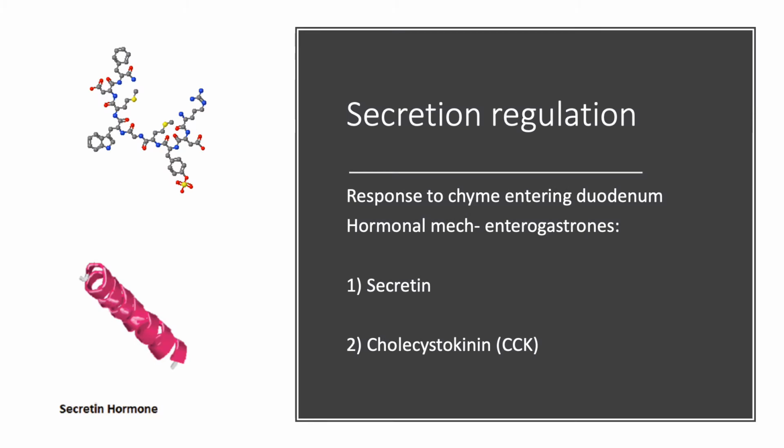When are these pancreatic juices then secreted? So we'll now turn to the regulation of the secretions. We will see the release of pancreatic secretions in response to chyme from the stomach entering the duodenum. And the release of the secretions is under control of hormones, and specifically the enterogastrones. And these include secretin and cholecystokinin, CCK we'll call it.